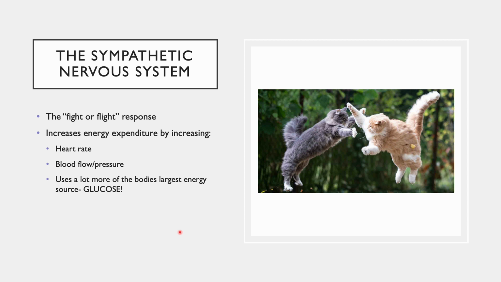A good example of the sympathetic nervous response would be if you were walking down a dark alley by yourself and you felt like you were being followed. During this time, your heart rate would increase, your blood pressure would rise, and you'd have a sharp increase in glucose because your body is preparing to flee that dangerous situation.